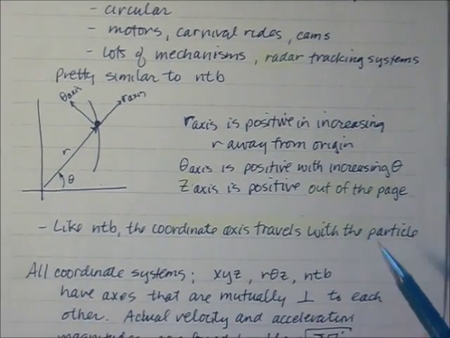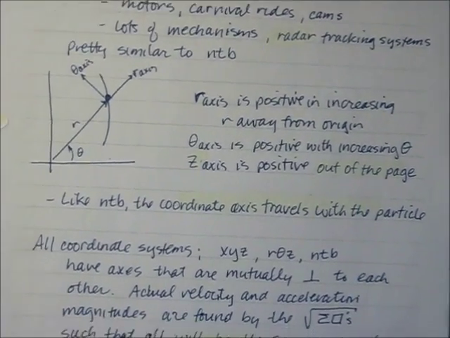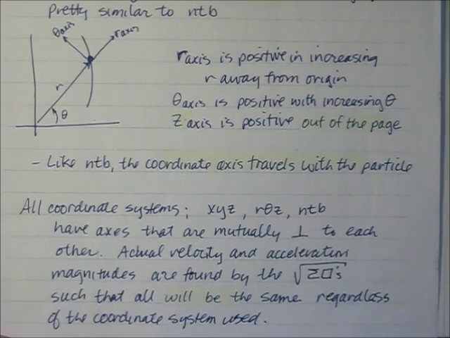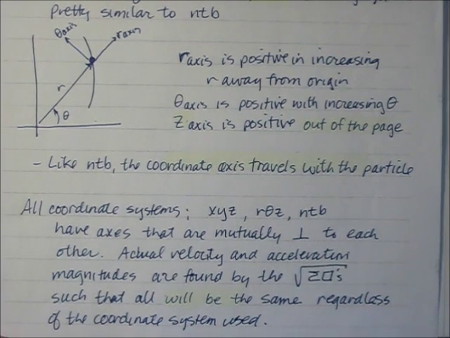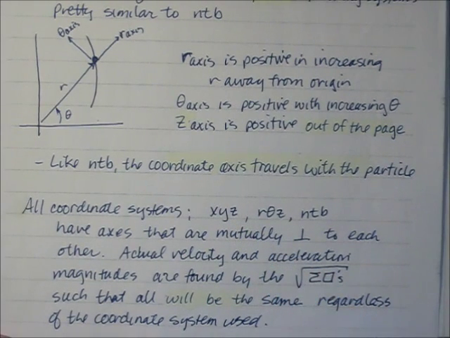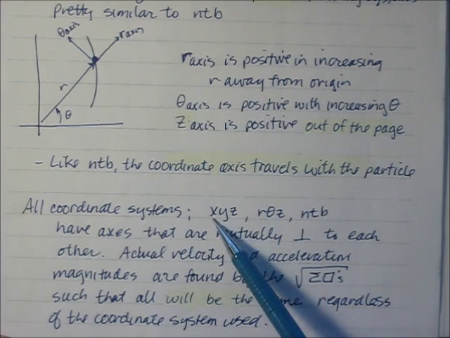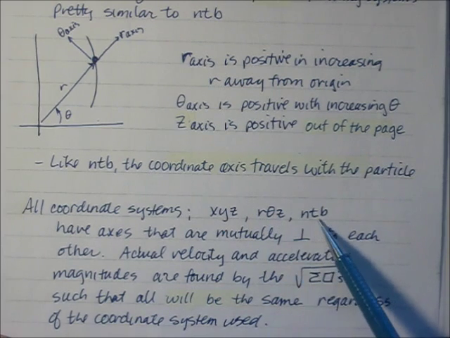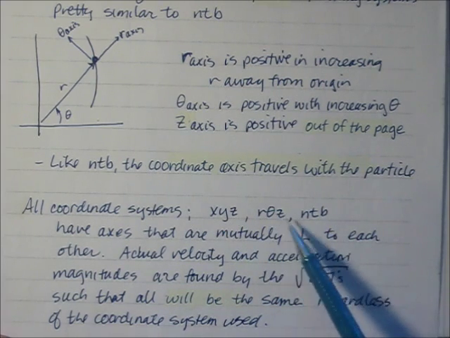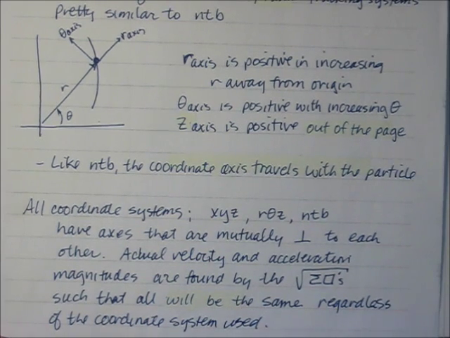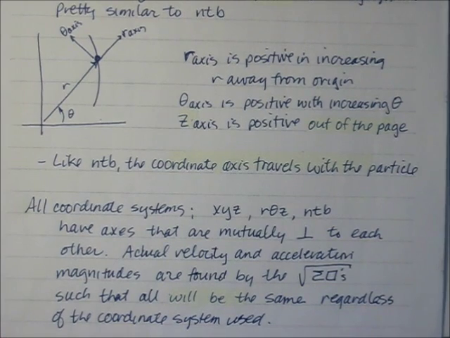Okay, again, like the NTB coordinate system, the coordinate axis travels with the particle, but all the coordinate systems, whether we're talking about x, y, z, r theta z, or NTB, they all have three mutually perpendicular axes. We usually define the coordinate system in terms of the plane defined by xy, or r theta, or nt, and then the z-axis here and the b-axis here are what's perpendicular to the plane, and that's what we'll again consider here.